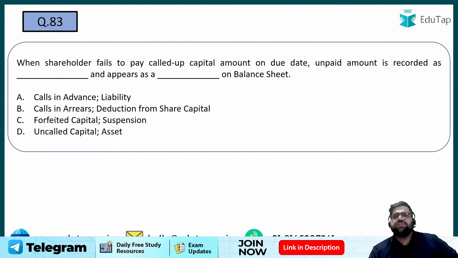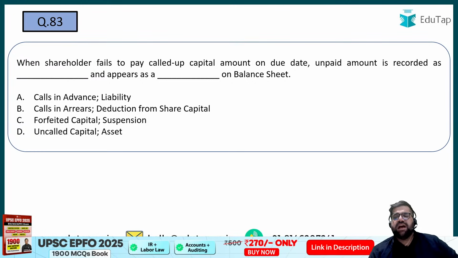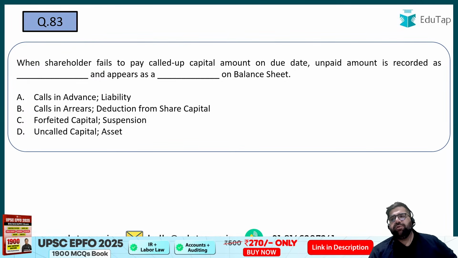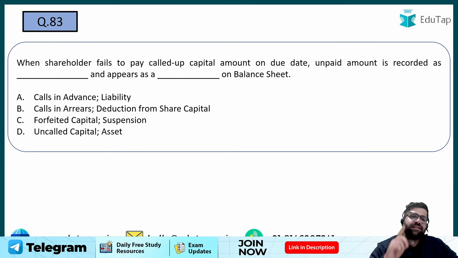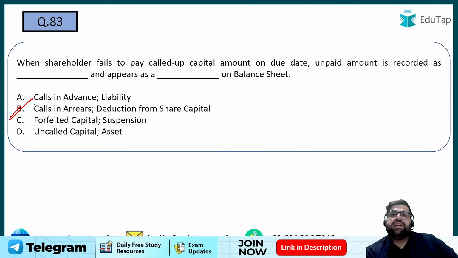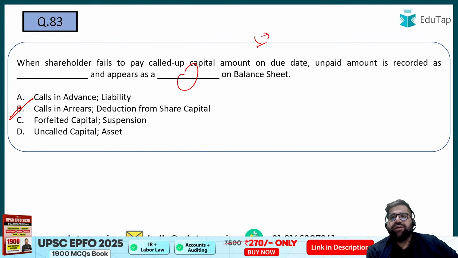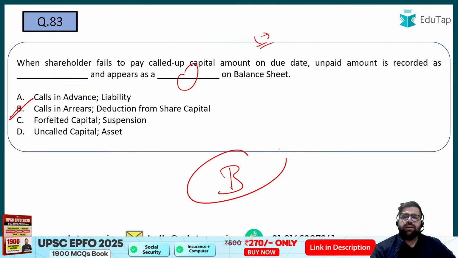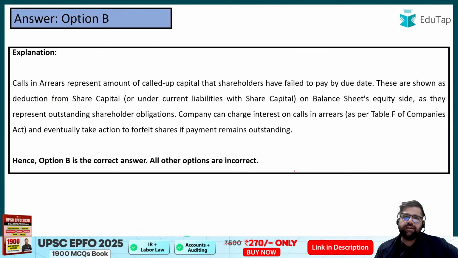Question number 83. When shareholders fail to pay called up capital amount on due date, unpaid amount is recorded as what? And it appears as dash on balance sheet. If your shareholders fail to pay called up capital on the due date, unpaid amount is recorded as calls in arrears, right? And that is deducted from your balance sheet because this is the money which you have not received. Therefore, you will reduce your share capital. So my answer over here will be option number B, right?